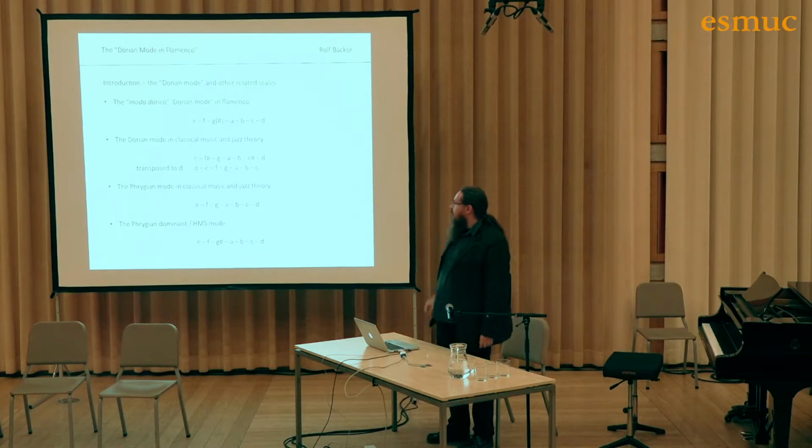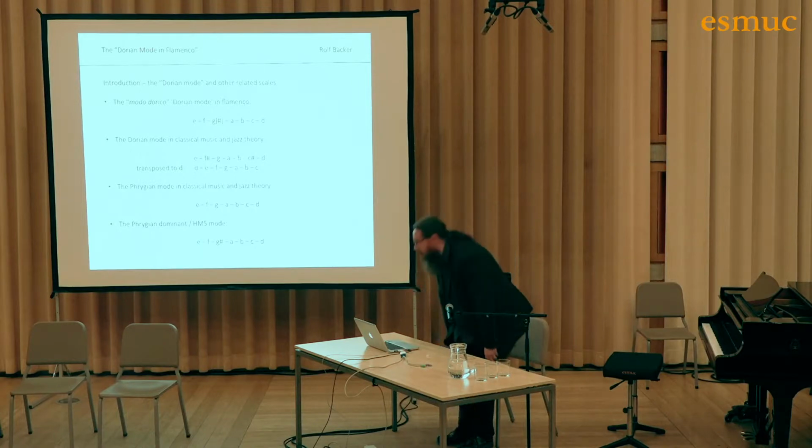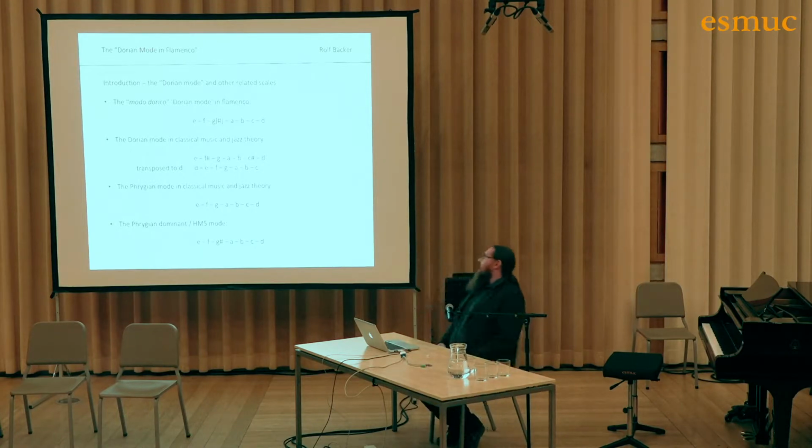The Phrygian mode in classical and jazz theory is actually like this. So there seems to be a certain kind of confusion between the two. And the interesting thing would be where does this confusion come from, and more interesting even how it can be used in certain discourses. Okay, the last scale would be just the G sharp variant, sometimes called the Phrygian dominant or HM5, so harmonic minor 5 mode.